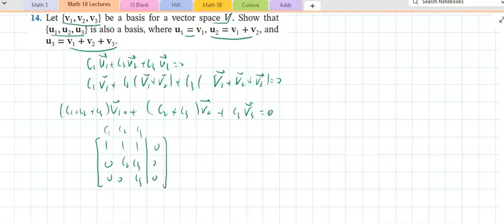And what do you think the solution is? C sub 3 is 0, C sub 2 is 0, and C sub 1 is also 0.